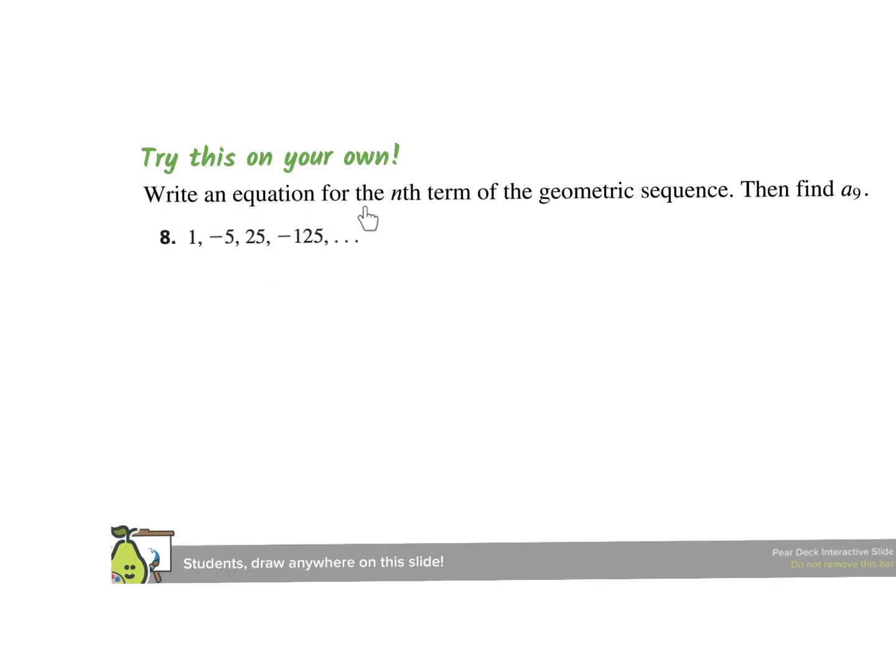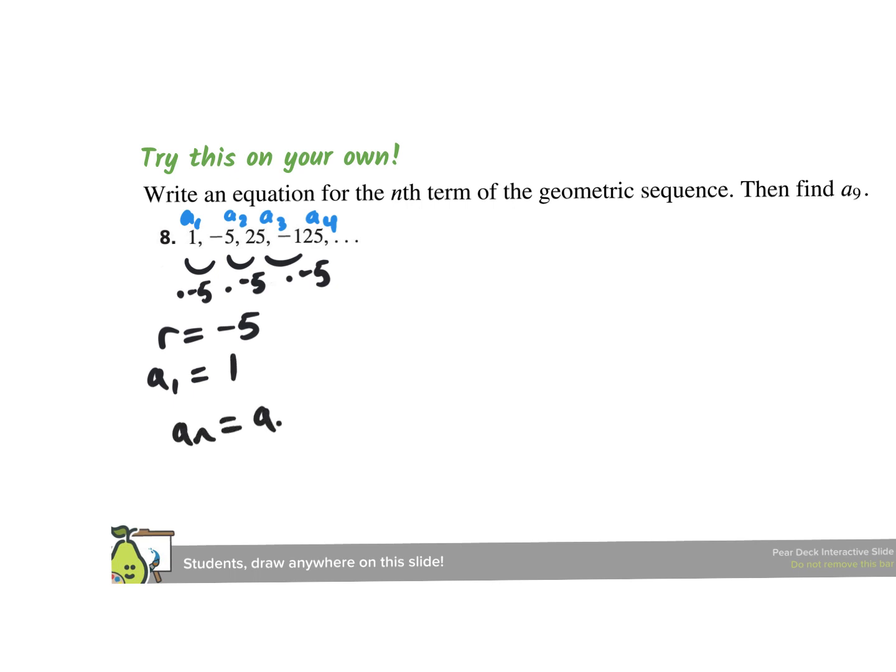I'd like you to try this on your own. Write an equation for the nth term of the geometric sequence using the new formula, and then find the 9th term. So you need to find a sub 1, and you need to find r. A sub 1 is 1, where we start, and r is how we change. We're multiplying by 5, but we're going from positive to negative, so we're multiplying by negative 5. So we have r, and we have a sub 1. Let's combine them into the formula. So a sub 1 is 1, r is negative 5, so we'll fill those in.